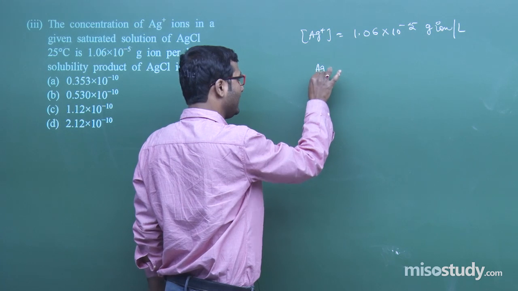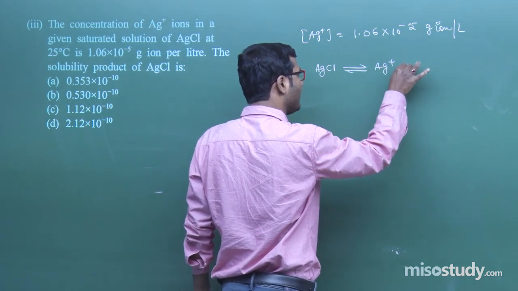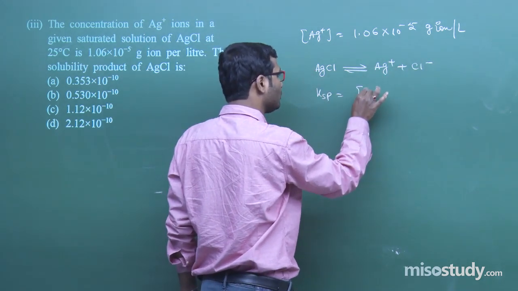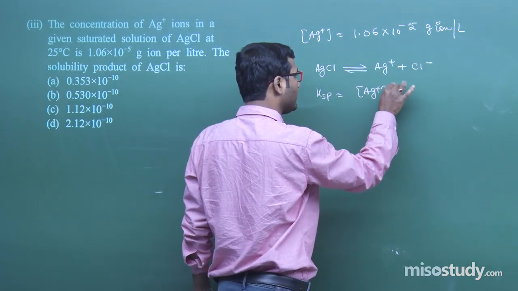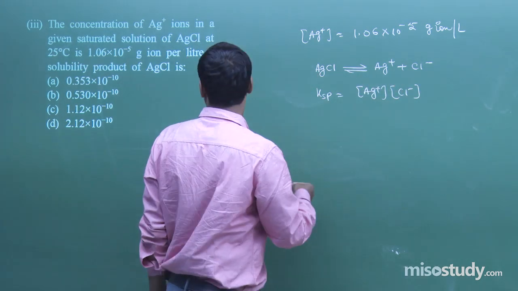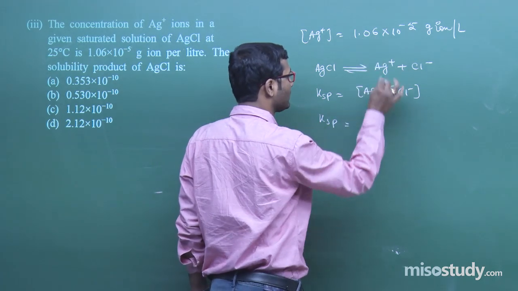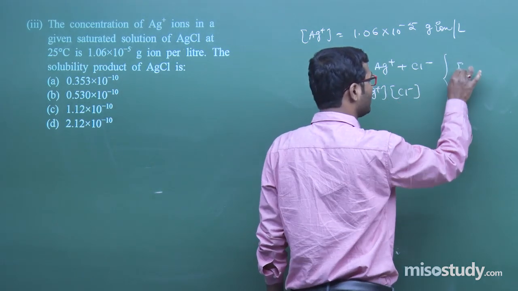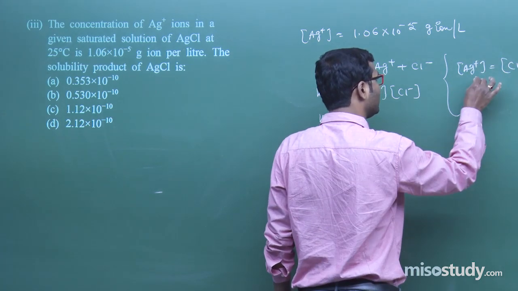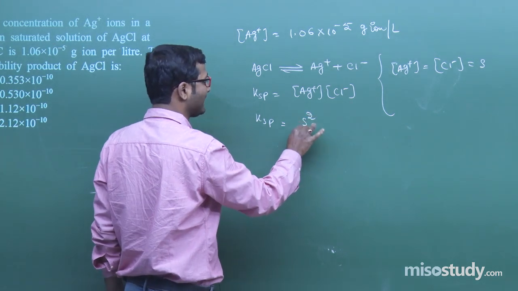We know AgCl will dissociate like this: Ag+ and Cl-. Ksp is equal to the concentration of Ag+ times the concentration of Cl-. What is the value of Ksp? Ksp we have to find, that is the Ag+ concentration, and the concentration of Ag+ will be equal to the concentration of Cl-, that is equal to S. So we will write Ksp is equal to S into S, S square.